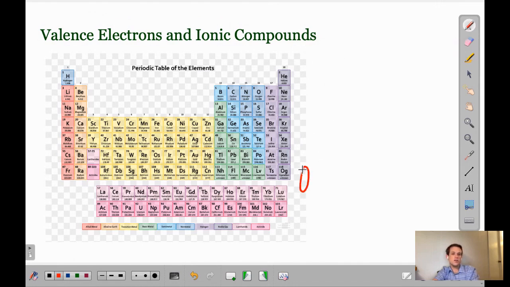Let's look at oxygen. For oxygen, we've got our 1s, our 2s, and our 2p orbitals. So we've got one electron, two electrons, three, four, 5, 6, 7, and 8. Okay, so what can we do with that? In our highest energy level, which is energy level 2, we have 1, 2, 3, 4, 5, 6. So we have 6 valence electrons.